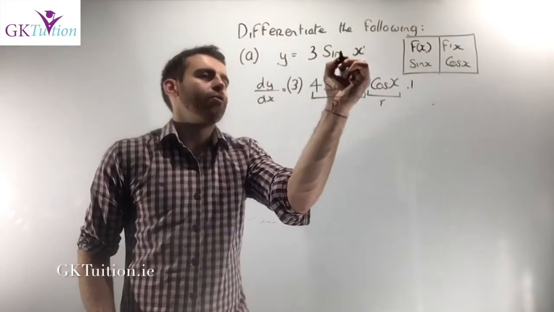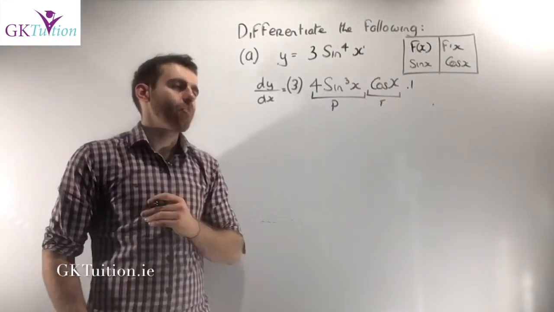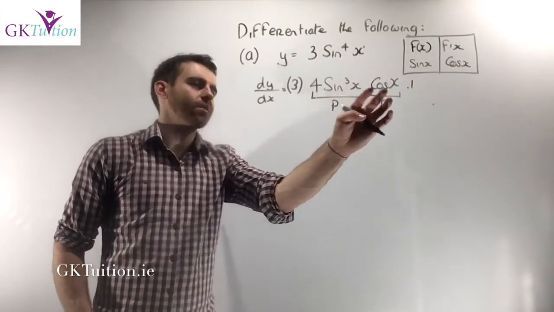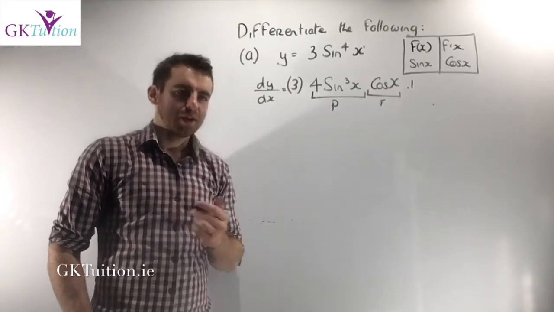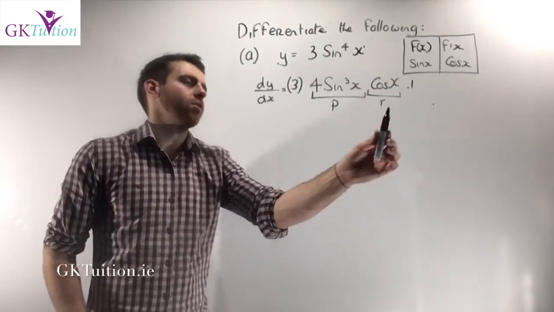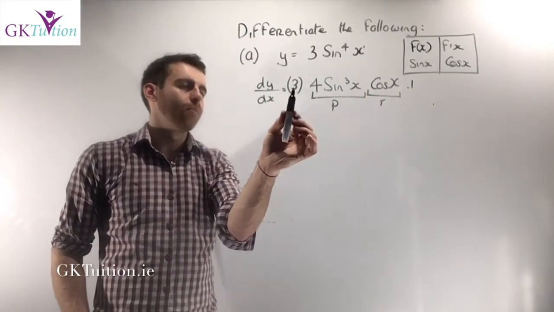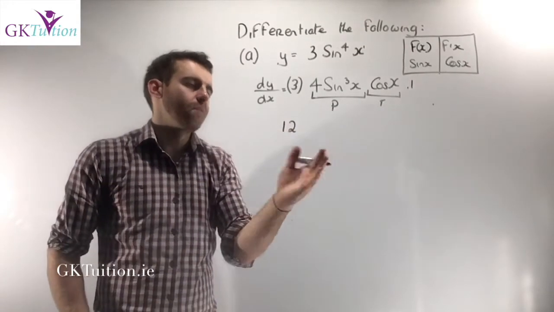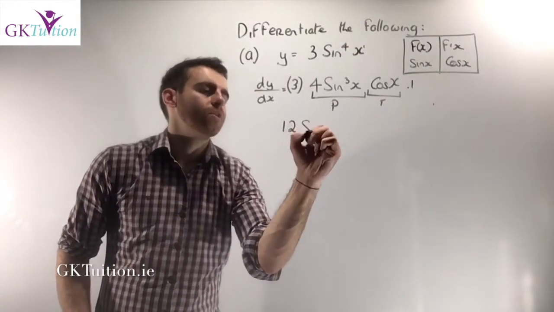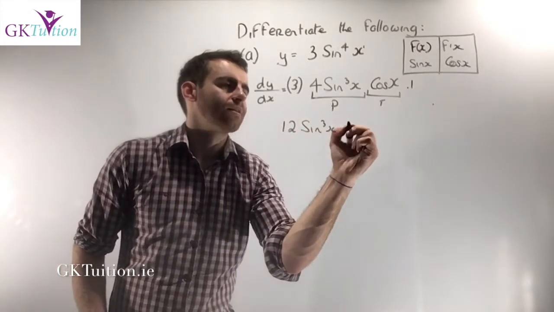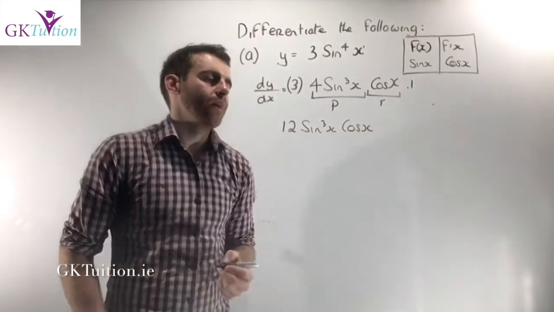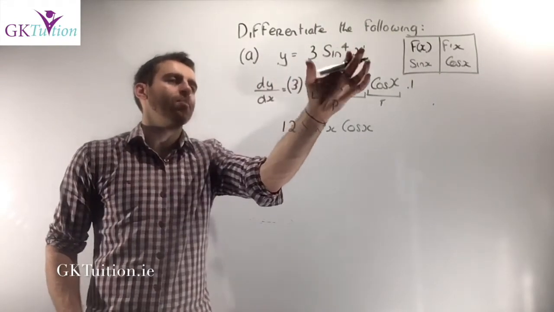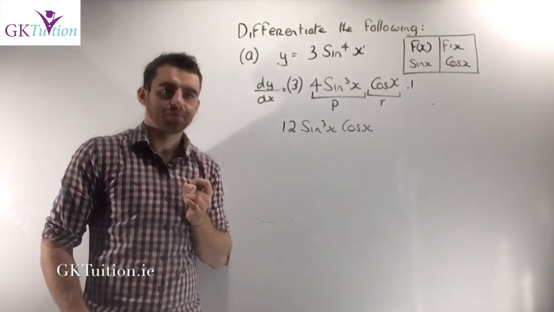So I started off with 3 sine to the power of 4x, and I've worked out that the derivative is 3 by 4 sine cubed x by cos x by 1. Now to simplify this down, I could, I suppose, multiply the 1 by the 4 by the 3. 3 by 4 is 12, and the 1 doesn't really matter. So I've got 12 sine cubed x cos x. And that's my final answer for the derivative of y equals 3 sine to the power of 4x.